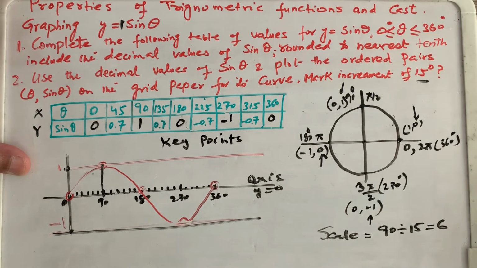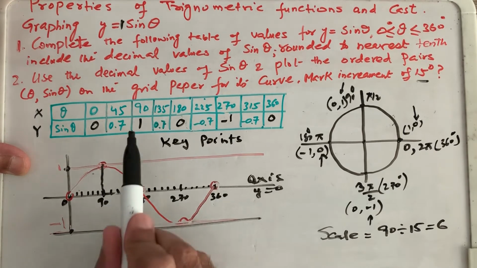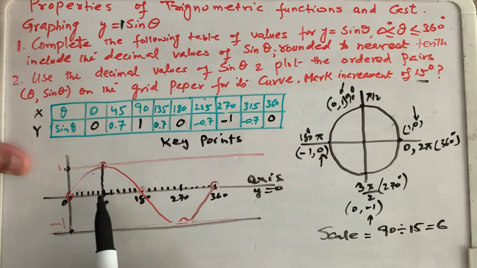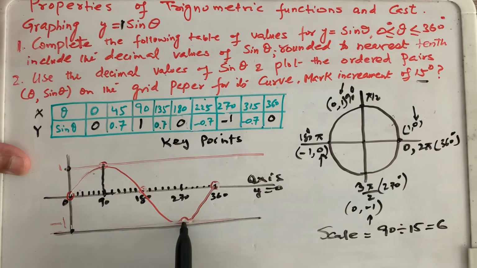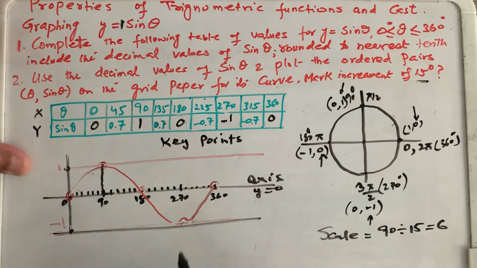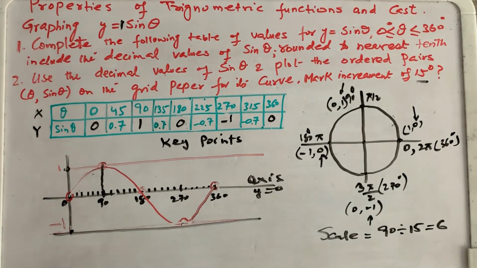Another question may be asked: at what value of theta does the maximum value of y occur? The maximum value occurs at 90 degrees, right? At what value of theta does the minimum value occur? 270 degrees. So these are the questions which we can answer directly from this graph. So we did the whole thing of what questions can be answered from this.